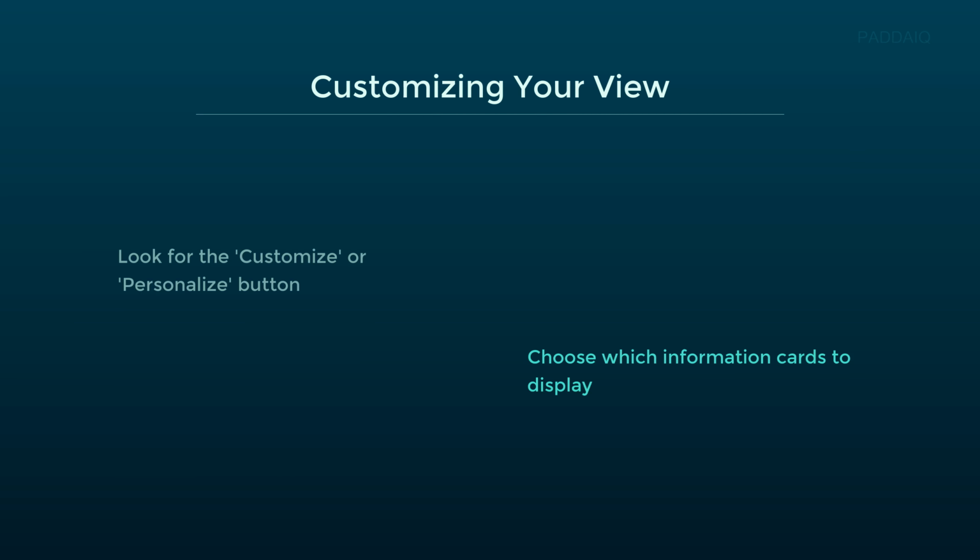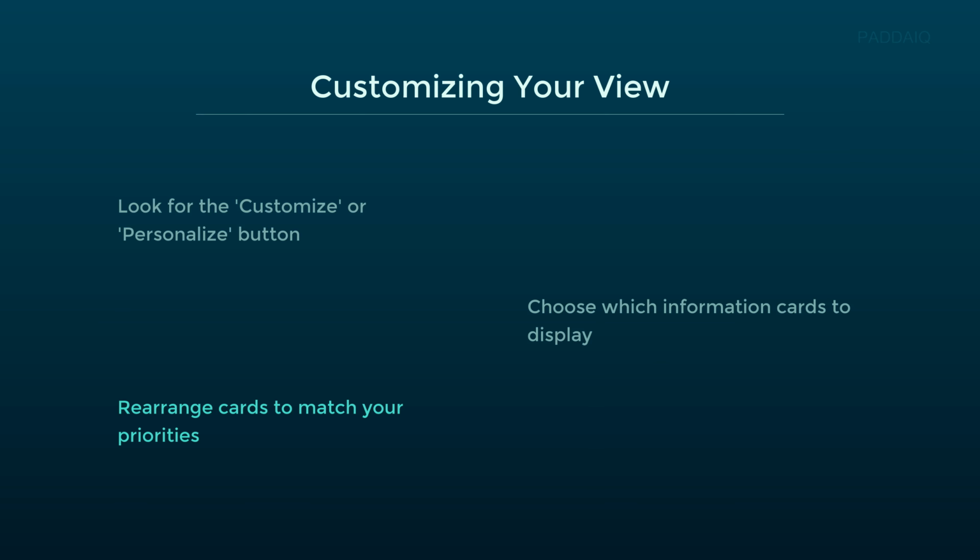Choose which information cards to display. This means you can select which specific data panels or widgets appear on your screen. For instance, on a project dashboard, you could choose to show only the budget tracker and timeline cards, hiding others. This lets you tailor the view to show exactly what you need at a glance.